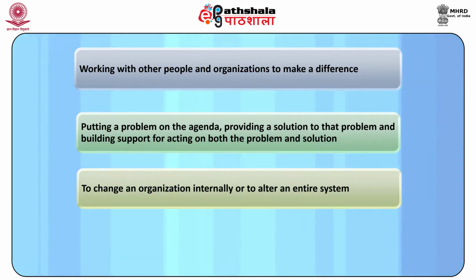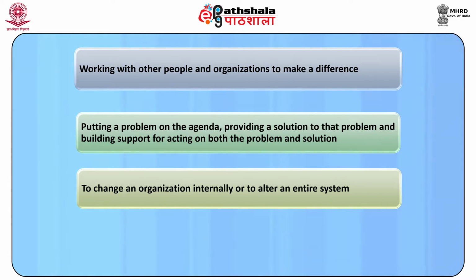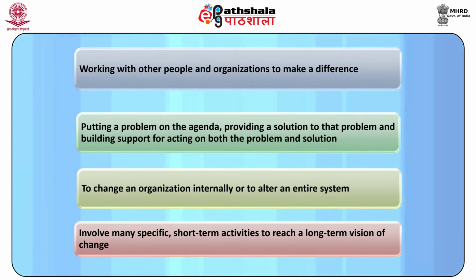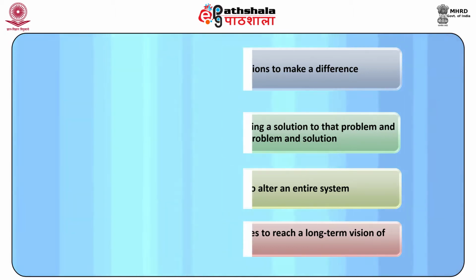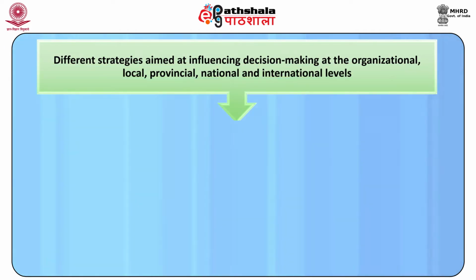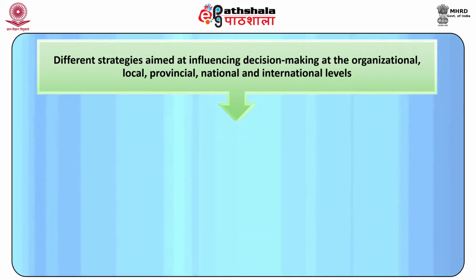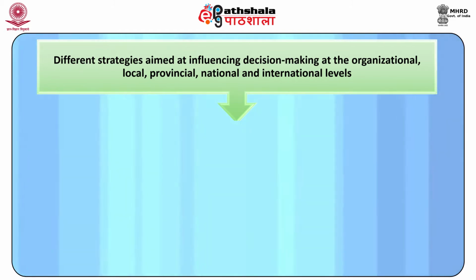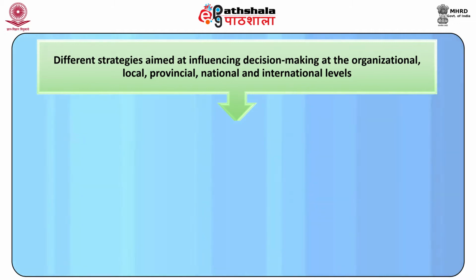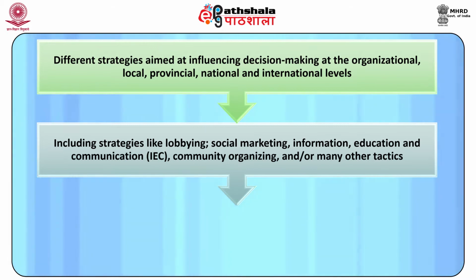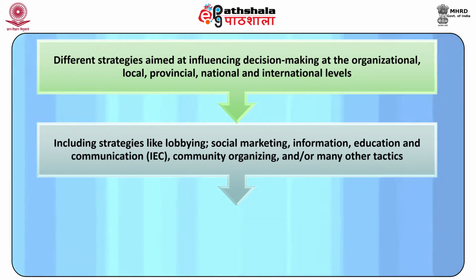Aim to change an organization internally or to alter an entire system, involve many specific short term activities to reach a long term vision of change, consisting of different strategies aimed at influencing decision making at the organizational, local, provincial, national and international levels, including strategies like lobbying, social marketing, information, education and communication, community organizing and many other tactics.